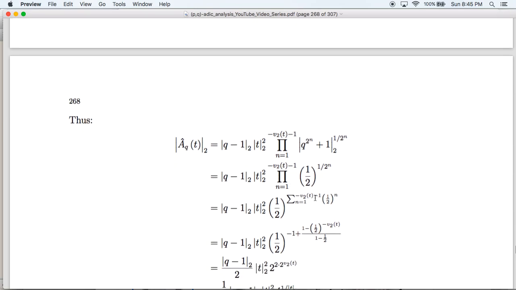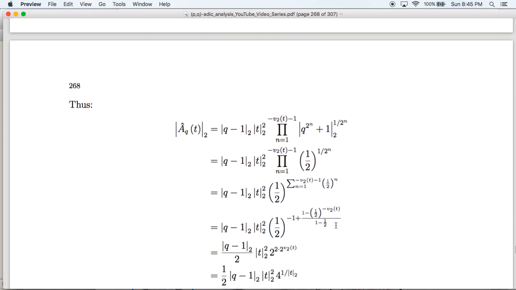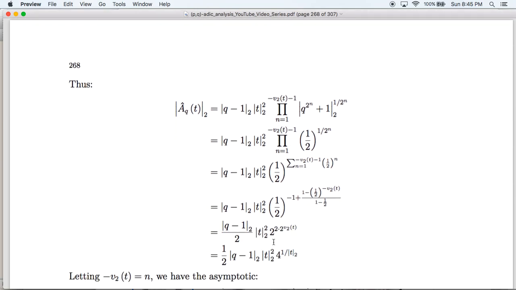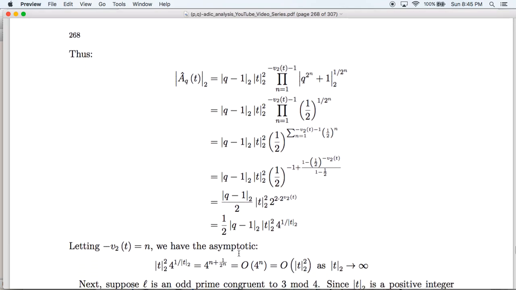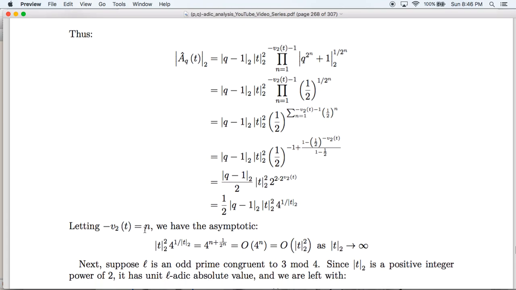We just do the sum. We get a nice little geometric series there. And so this is 2 to the 2 times 2 to the v_2. So that's 4, and that's 1 over t_2. And so that's the exact value. And if we let negative v_2 of t be equal to n, that's the exponent of 2 in the denominator of t, we get the asymptotic that this is going to be equivalent to, up to a constant, O of 4 to the n, which is t_2 squared.